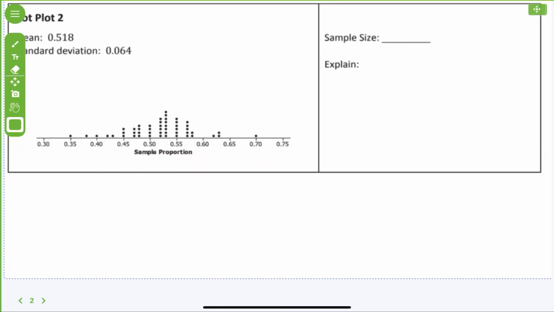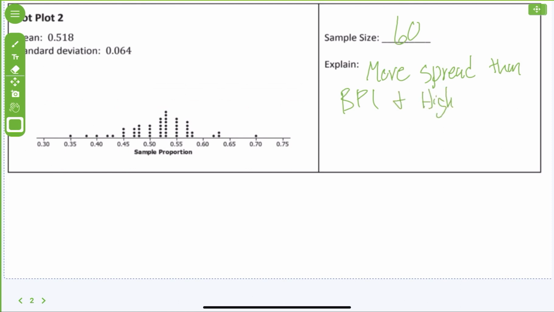Now, page 2, this is 64 thousandths. It's the middle one, so we're going to call it 60. Sample size of 60. Okay, why? Because it's more spread out than box plot 1. Okay, and it has a higher standard deviation.